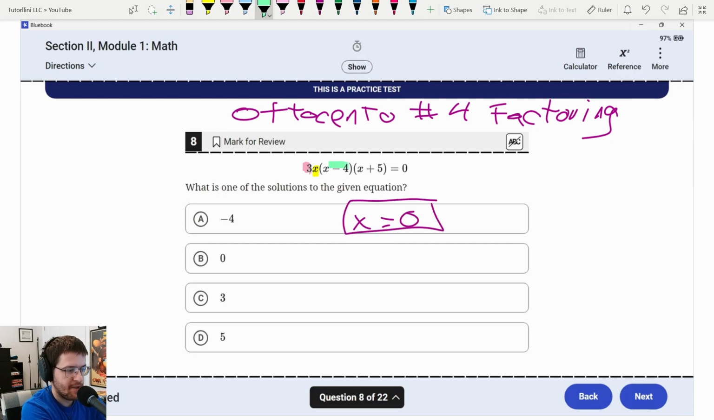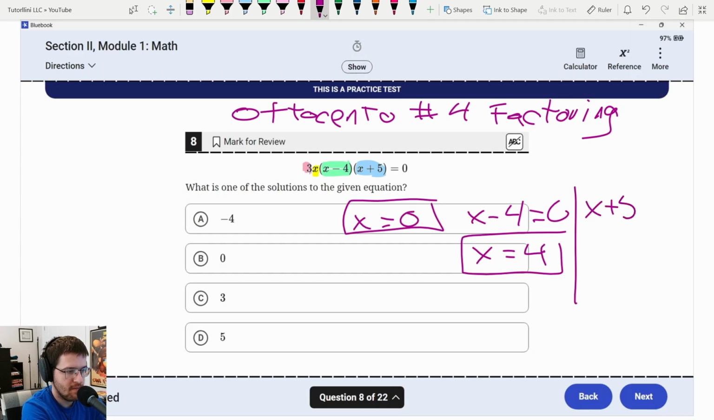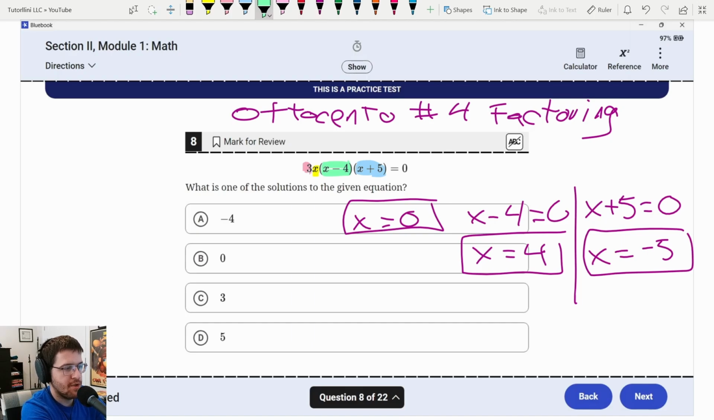Let's look at the next factor, x minus 4. Okay, so x minus 4 equals 0. If I add 4 to both sides, I get x equals 4. So that's another solution. And then x plus 5 equals 0. Subtract 5 from both sides to get x equals negative 5. Okay, now I'm going to look at all the choices and see if any of those show up. And it looks like 0 shows up. So that is answer choice B.